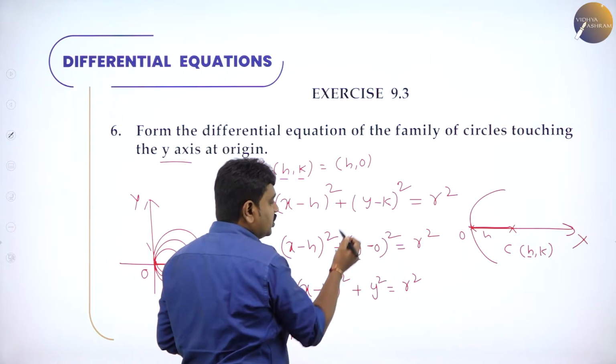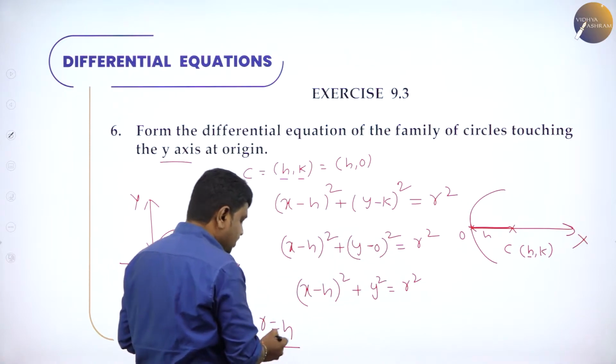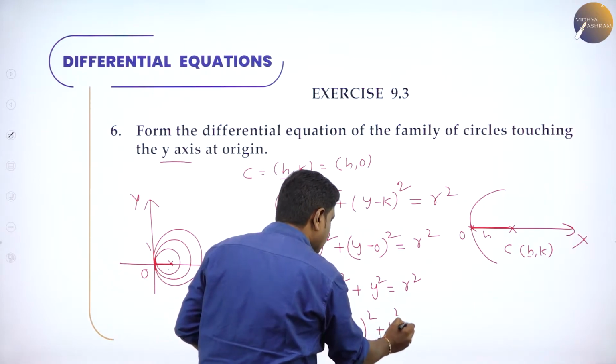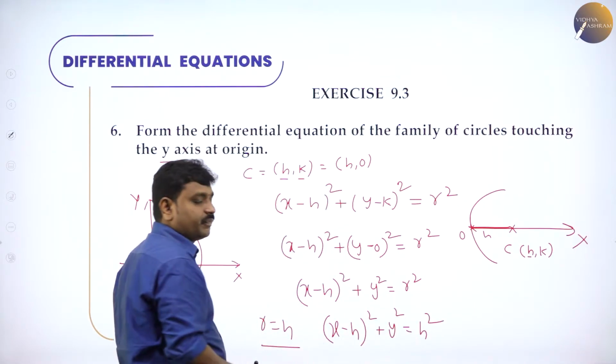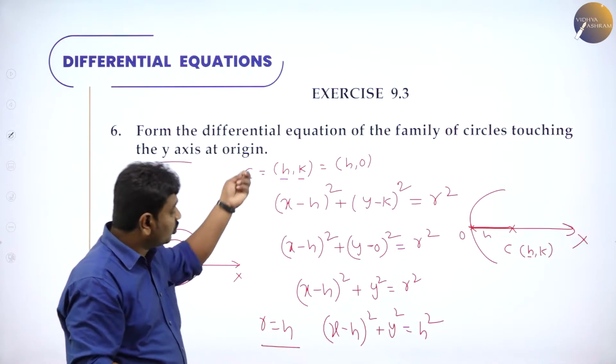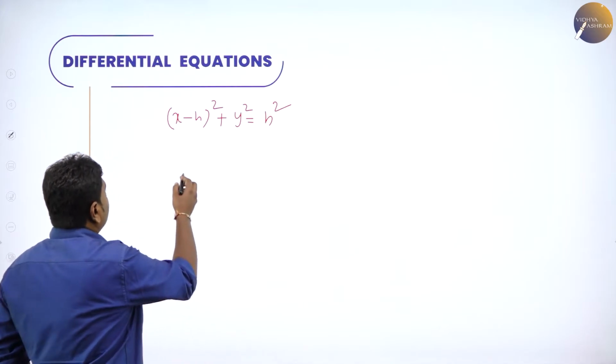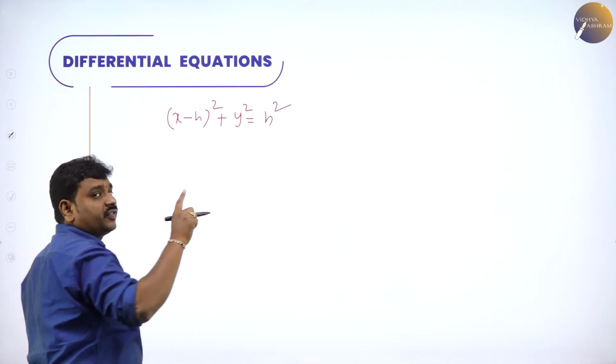In the place of k, I put 0. And radius will be equal to h. In the r place, you put h. So it will become x minus h the whole square plus y square is equal to h square. So this is a circle. First, in this problem, you have to create the equation. Then you should solve it. Now going ahead. So now there is one parameter. So you can differentiate once.